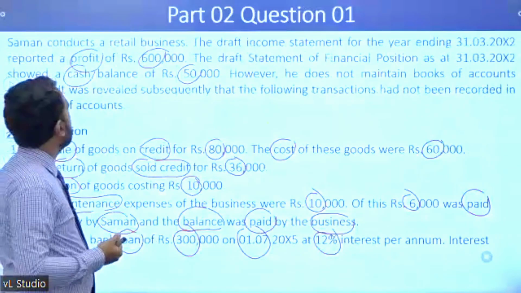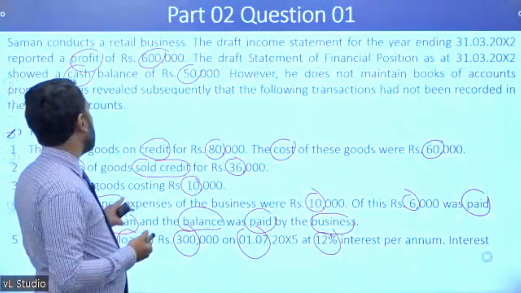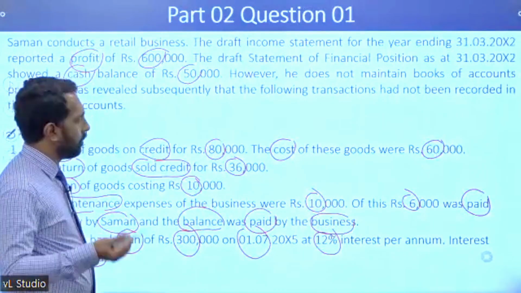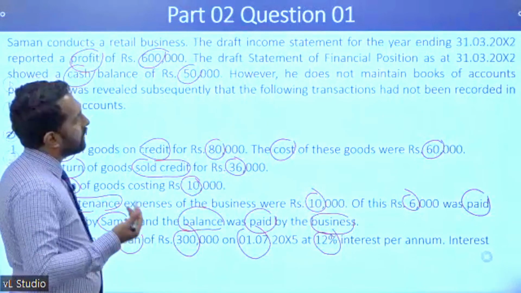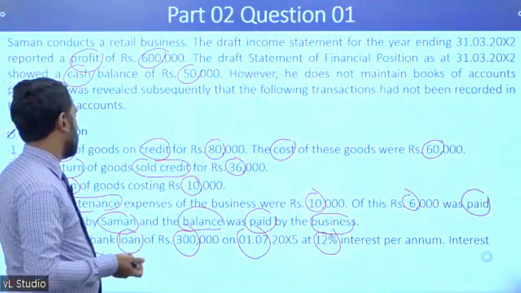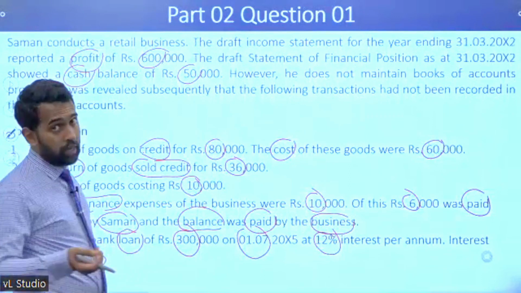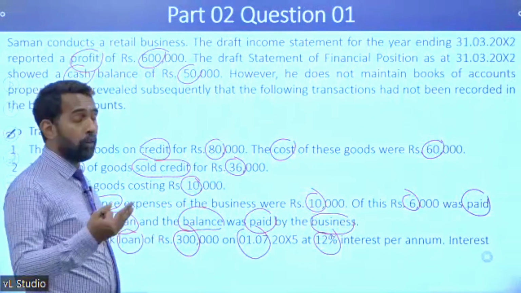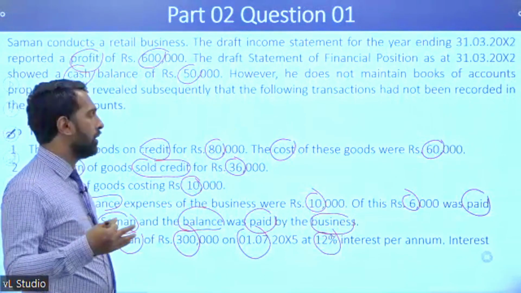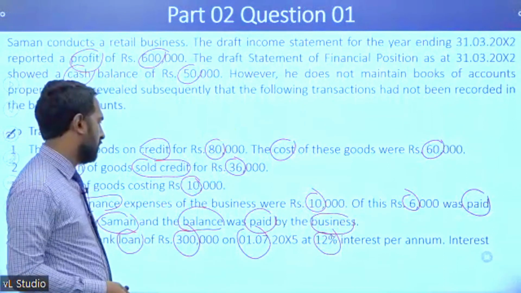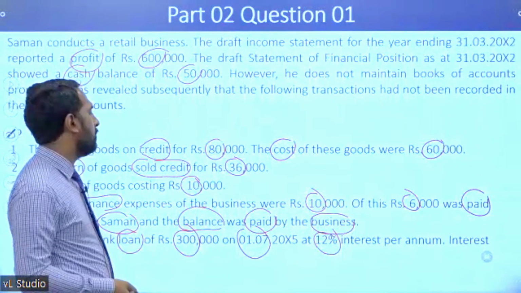We look at the fourth transaction. The maintenance expense of the business was 10,000. Of this, 6,000 was paid by Saman. Saman has paid 6,000 with his personal money. It's kind of an additional capital or a negative drawing. So Saman is paying 6,000 of it. The balance was paid by the business.